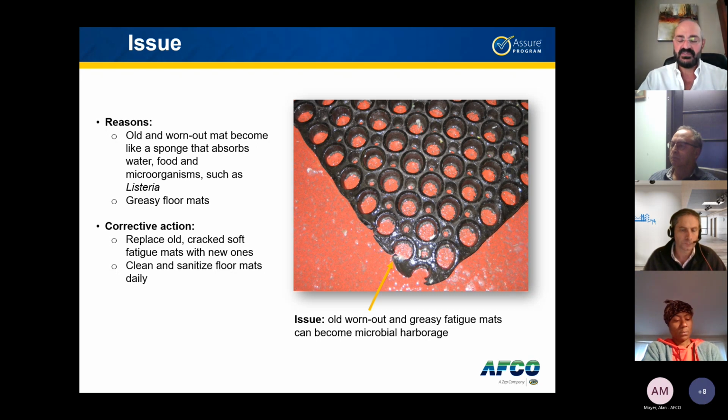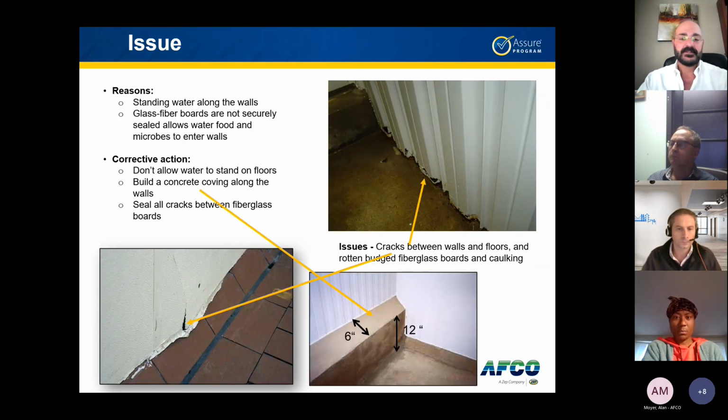not spongy, not very soft, because the softer they are, the bigger the pores they have and the more water they absorb into the material of the fatigue mats. I would rather have none of those fatigue mats in food processing plants. But if you have to, get the ones that are not very soft.